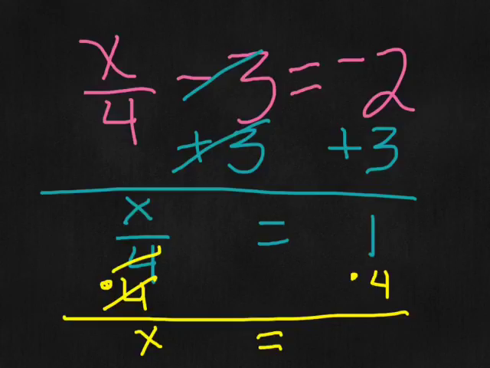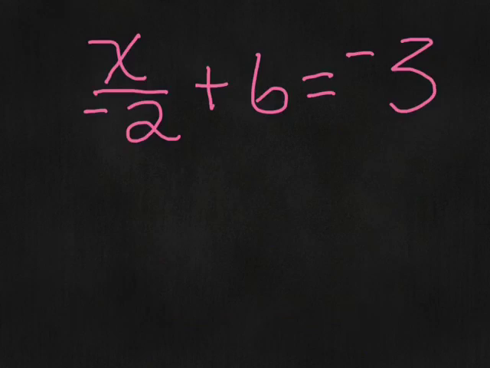And 1 times 4 is 4. So the solution here is 4. So let's substitute it back in. 4 divided by 4 is 1, and 1 minus 3 is -2. It checks out. I'm good to move on. I believe this is my last example here.